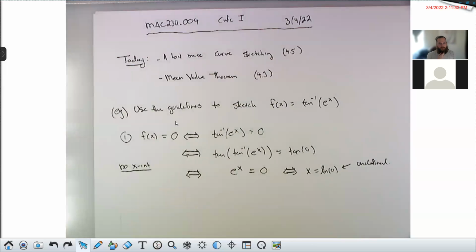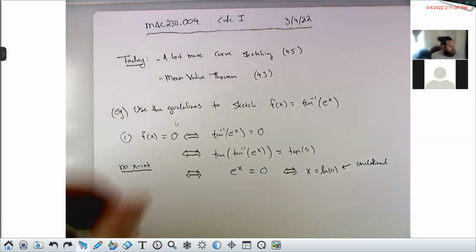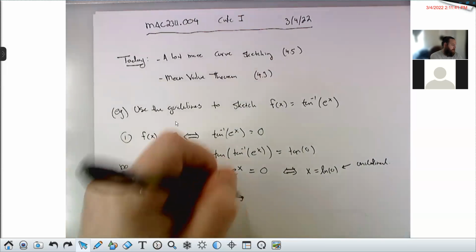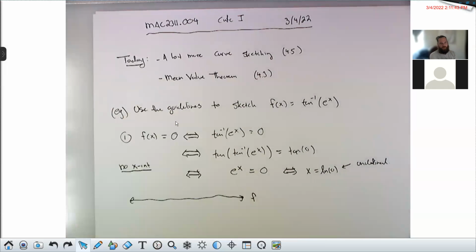No x-intercepts. And if you test any particular point, the number line for f here is going to be somewhat boring. F is never capable of changing sign. This function is continuous everywhere because e to the x is continuous everywhere and arctan is continuous everywhere. So when you plug one into the other, the result is continuous everywhere. Because there are no x-intercepts, there's really only one region for f. It's negative infinity to infinity.